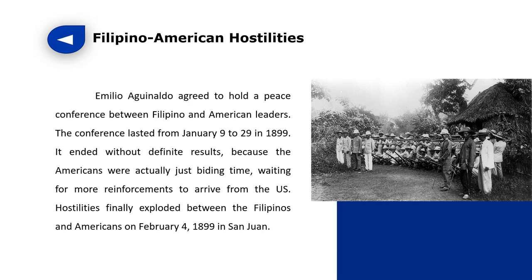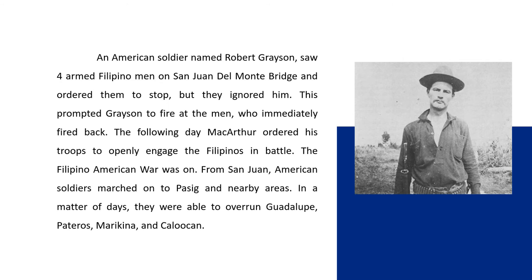An American soldier named Robert Grayson saw four armed Filipino men on San Juan del Monte Bridge and ordered them to stop, but they ignored him. This prompted Grayson to fire at the men, who immediately fired back. The following day, MacArthur ordered his troops to openly engage the Filipinos in battle. The Filipino-American War was on.